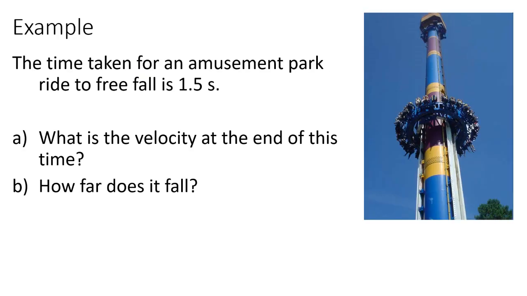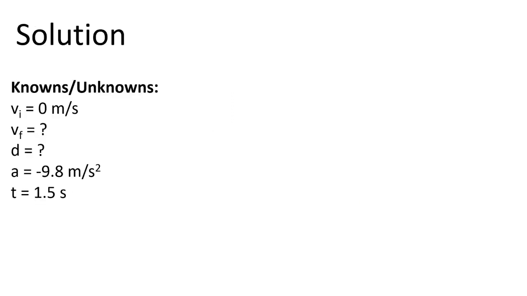Okay, so here is an example, and this would be an example that I put up. I will talk through solutions on the next slides, but just to give you an example, these are questions that we've seen before. So if we've got an amusement park ride that is free falling for 1.5 seconds, and we're asked to find what is the velocity and how far does it fall. So for these questions, we are going to apply our VIF-DAT. So our VIF-DAT for this question looks like so.